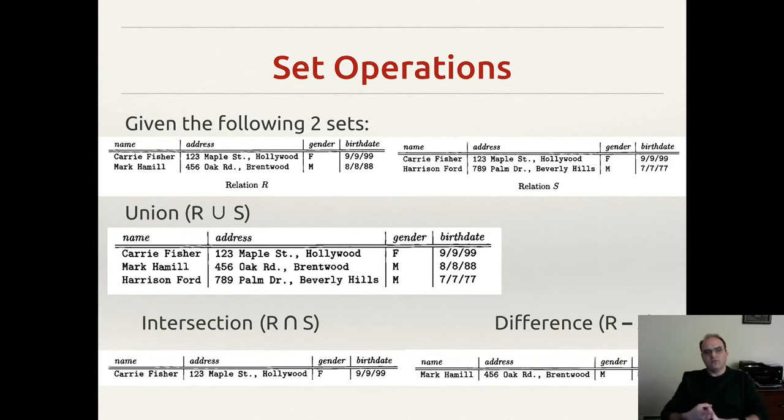And then our difference is R minus S. So you take R, you subtract S, which means we take out Carrie Fisher, and Harrison Ford is in S, so we're not looking at S other than to subtract from R. You're actually subtracting the intersection. So what is left is Mark Hamill, because it was R minus S. If it was the reverse, S minus R, then what would be left is Harrison Ford. But in this case, it's Mark Hamill.